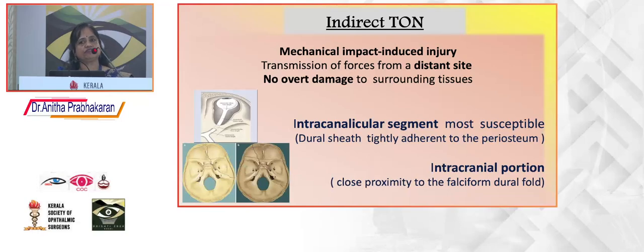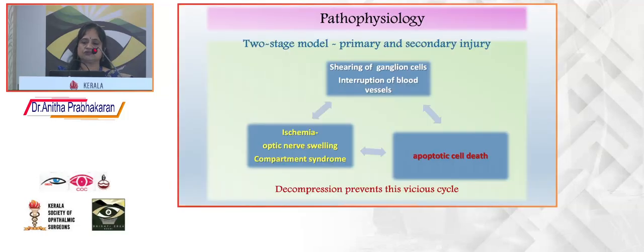The injury is actually from a distant site, and there is no overt damage to the surrounding structures. But because the dural sheath is tightly adherent to the periosteum at the intracanalicular segment, that is the most susceptible, followed by the intracranial portion, where there's a close proximity to the falciform dural fold. So why does this happen? There is actually a primary and a secondary injury going on.